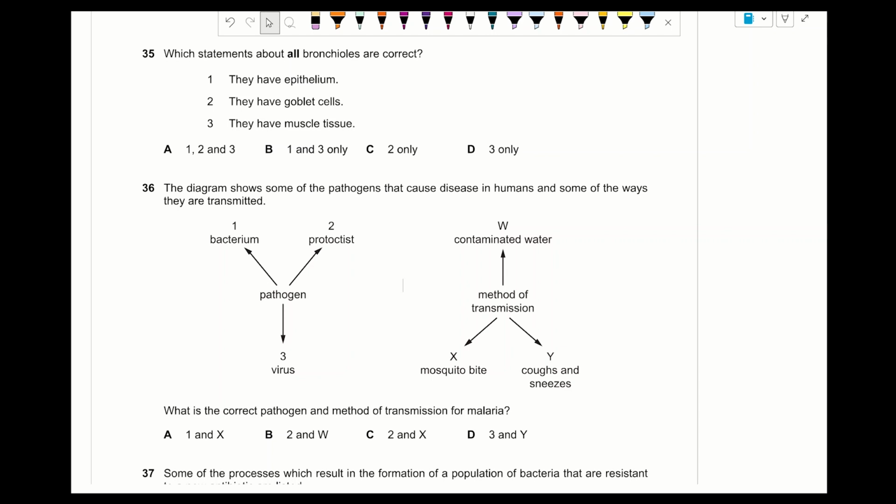For one, they all have epithelium. So bronchioles do have columnar epithelium, so this is correct. Two, they have goblet cells. This is incorrect. They don't all have goblet cells. What has goblet cells is the trachea. Therefore, this is incorrect. Three, they have muscle tissue. Yes, they do have muscle tissue, and therefore the answer is going to be B.